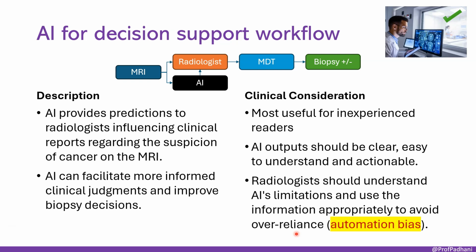Clinically, this is often most useful for less experienced readers. A key consideration is ensuring AI outputs are clear, understandable, and actionable. Crucially, radiologists must understand the AI's limitations and use the information appropriately to avoid automation bias, the tendency to over-rely on the AI, especially when it confirms their initial impression, or to dismiss discordant findings too readily.